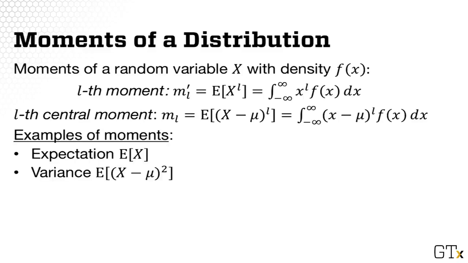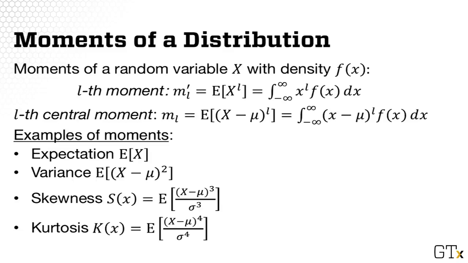Two classic examples of moments are the expectation and the variance. The expectation is the first moment, and the variance is the second central moment. Other examples include the skewness, which is the third central moment divided by the standard deviation to the power 3, measuring how symmetric the distribution of x is. Another example is the kurtosis, which is the fourth central moment divided by the standard deviation to the power 4, measuring how fat the tails of the distribution are.